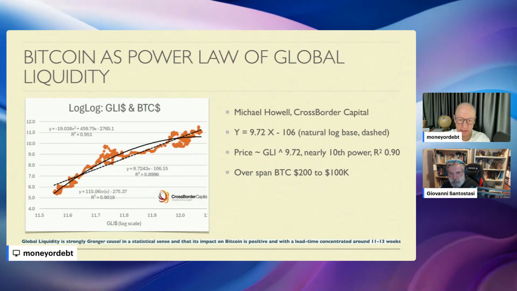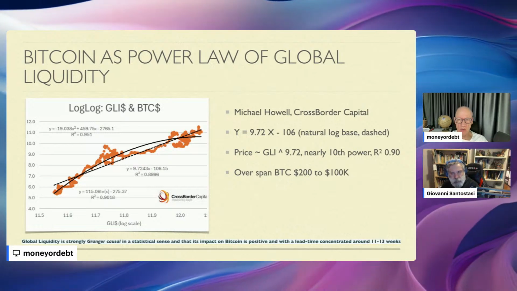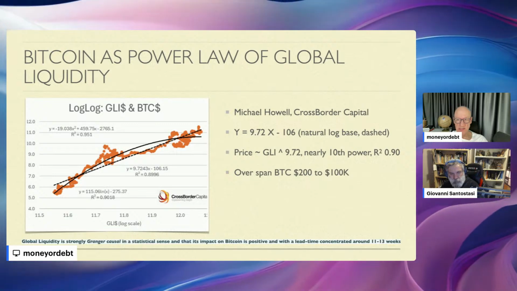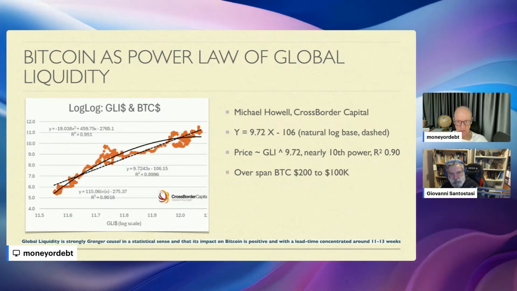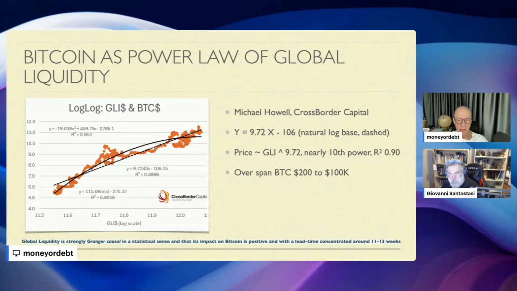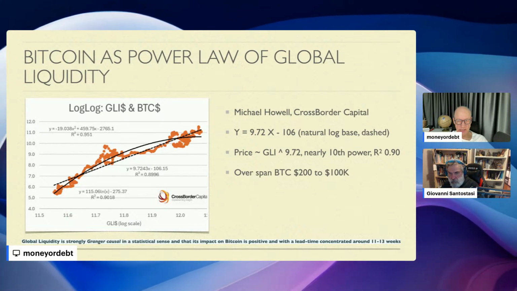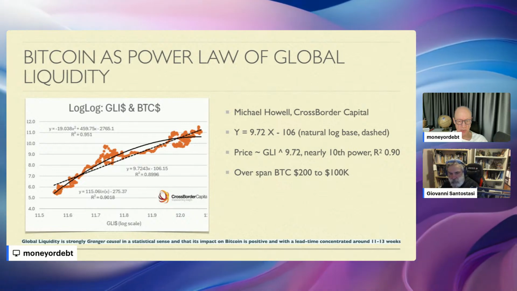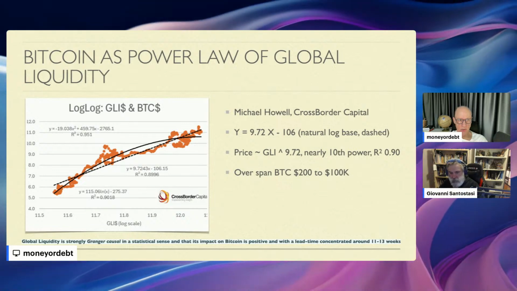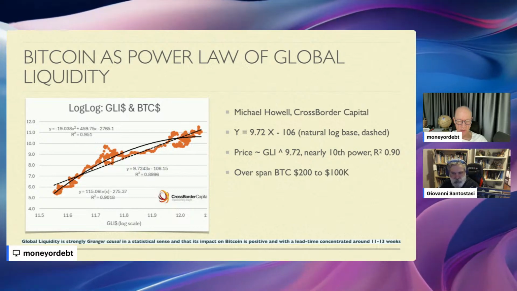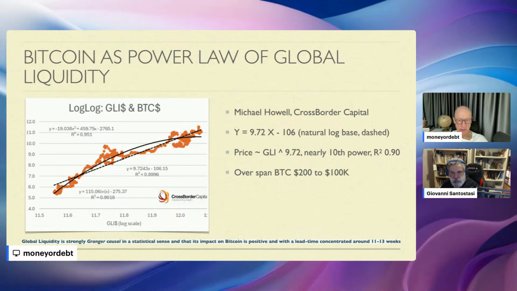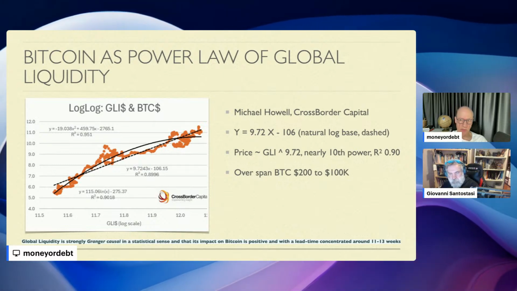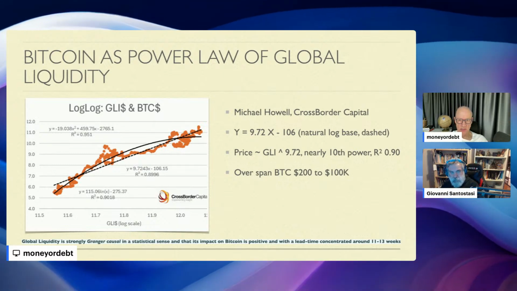This first is the work from Michael Howell of Cross Border Capital. What he's got is a log-log graph. On the y-axis, he's got Bitcoin price. And on the x-axis, he's got his proprietary GLI, which is the Global Liquidity Index. And when it says log scale, this is natural logarithm. He used natural logarithm. It doesn't matter for the slope. So both of those axes are natural logarithm.